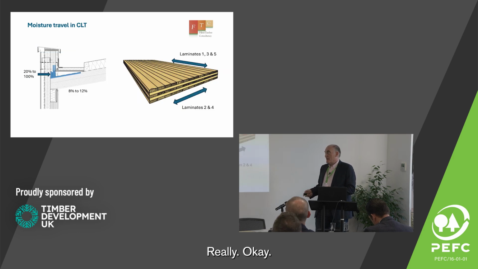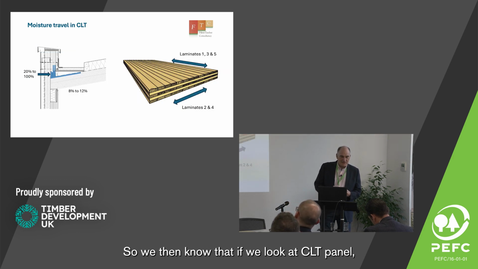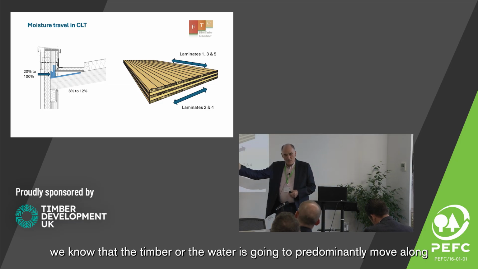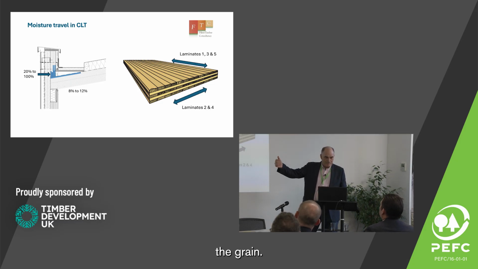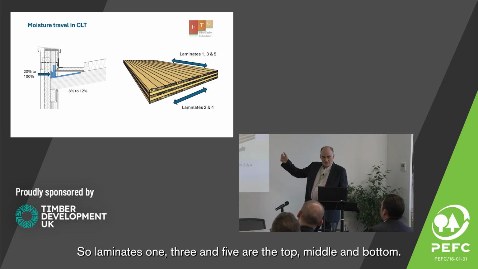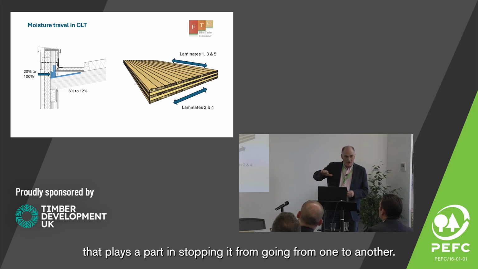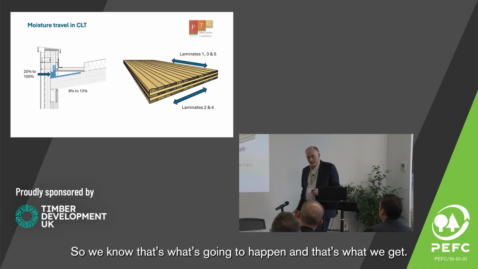Okay. So if we look at a CLT panel, we know that the water is going to predominantly move along the grain. Yeah, so laminates 1, 3 and 5, or the top, middle and bottom, we're going to get much more moisture. We've also got the glue that plays a part in stopping it from going from one to another. So we know that's what's going to happen, and that's what we get.